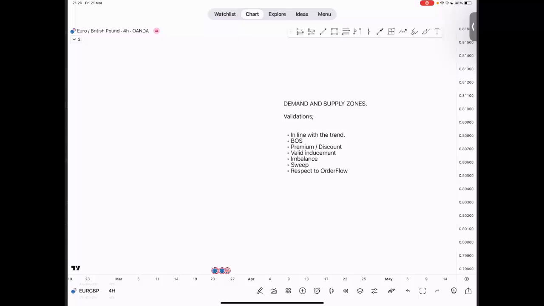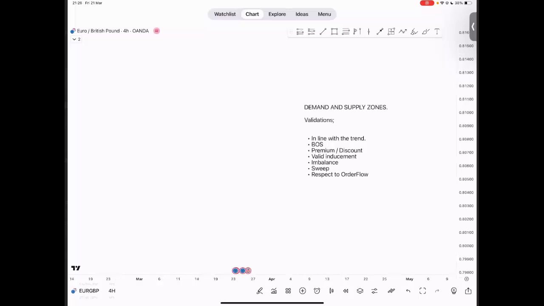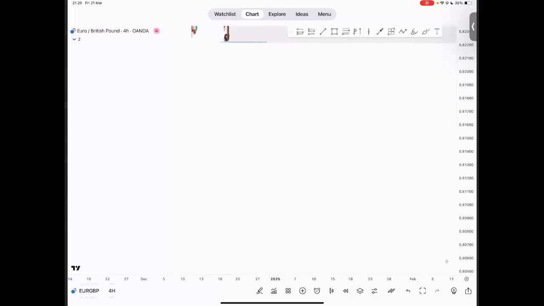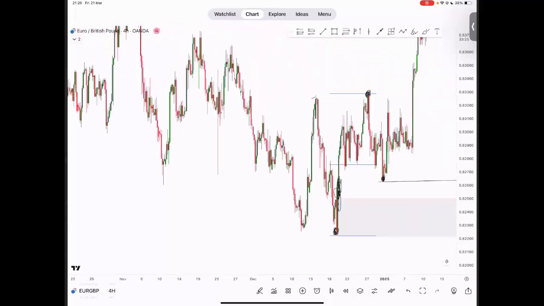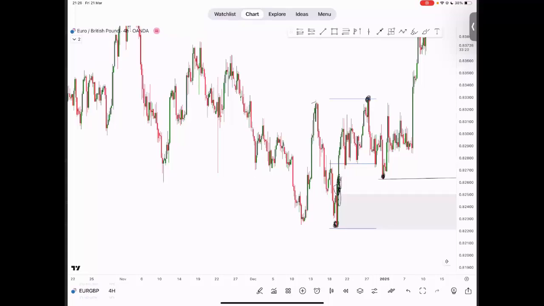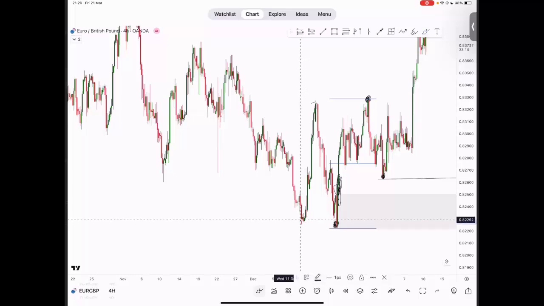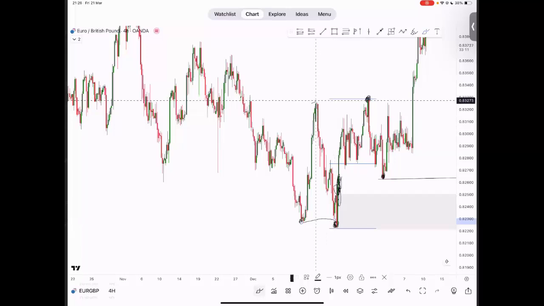They are good validations for demand and supply zones. If you look at this particular one now, there was a sweep. I told you that a sweep is when price takes out a high or a low and still continues in that direction. Like here now, you had price take out this low and still continue to the upside.